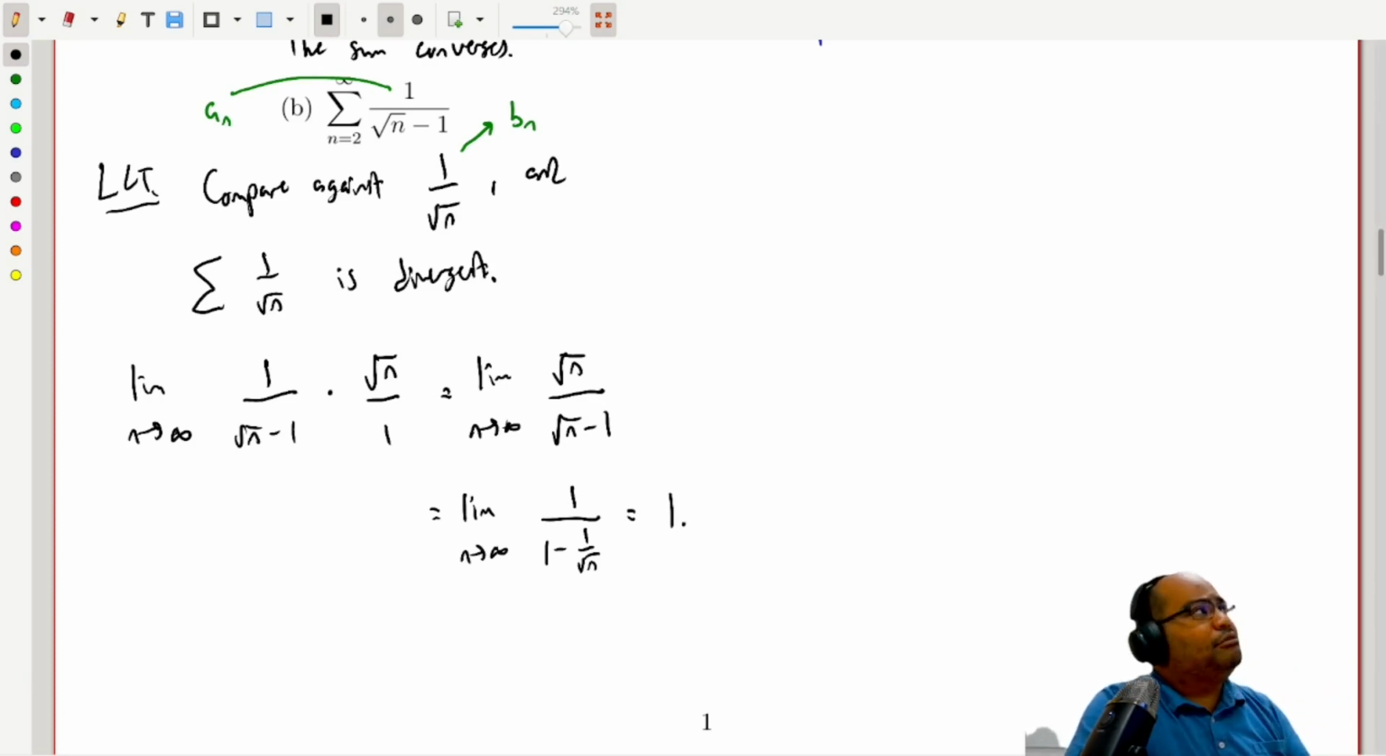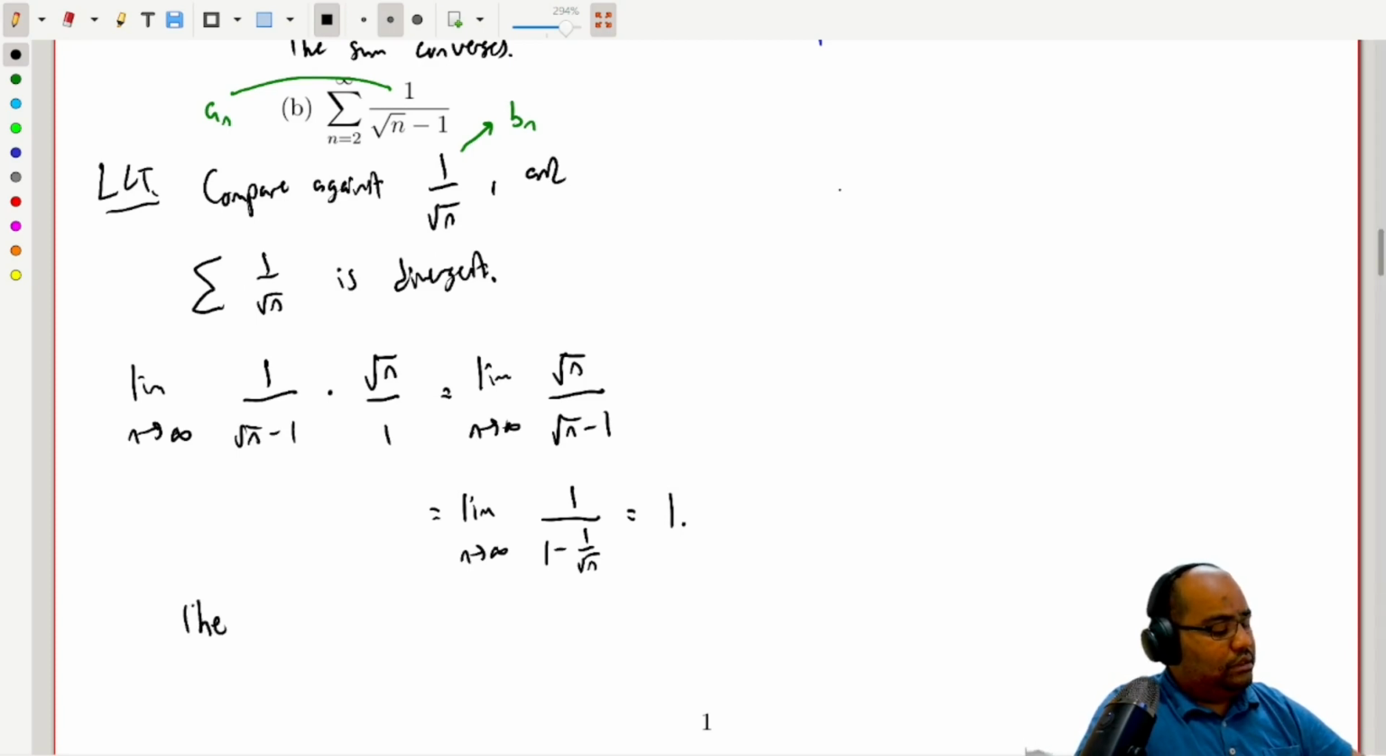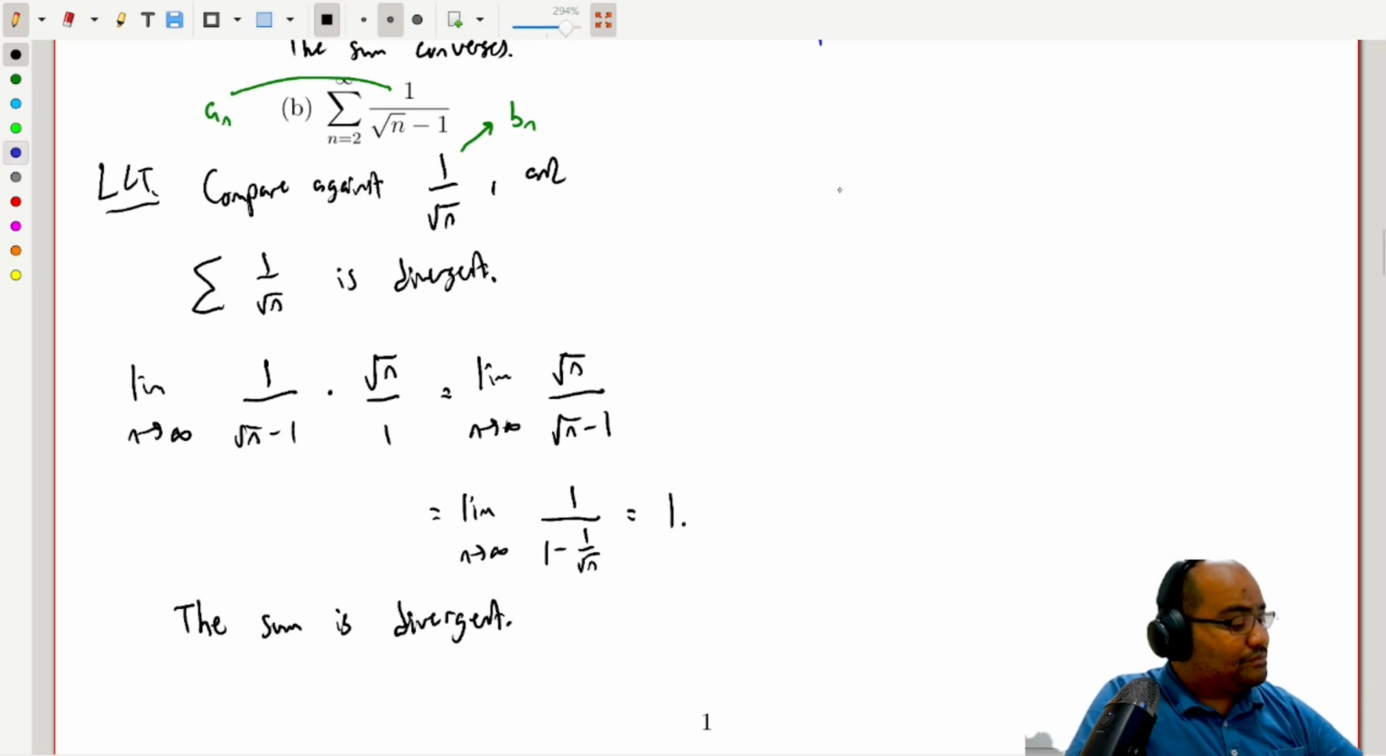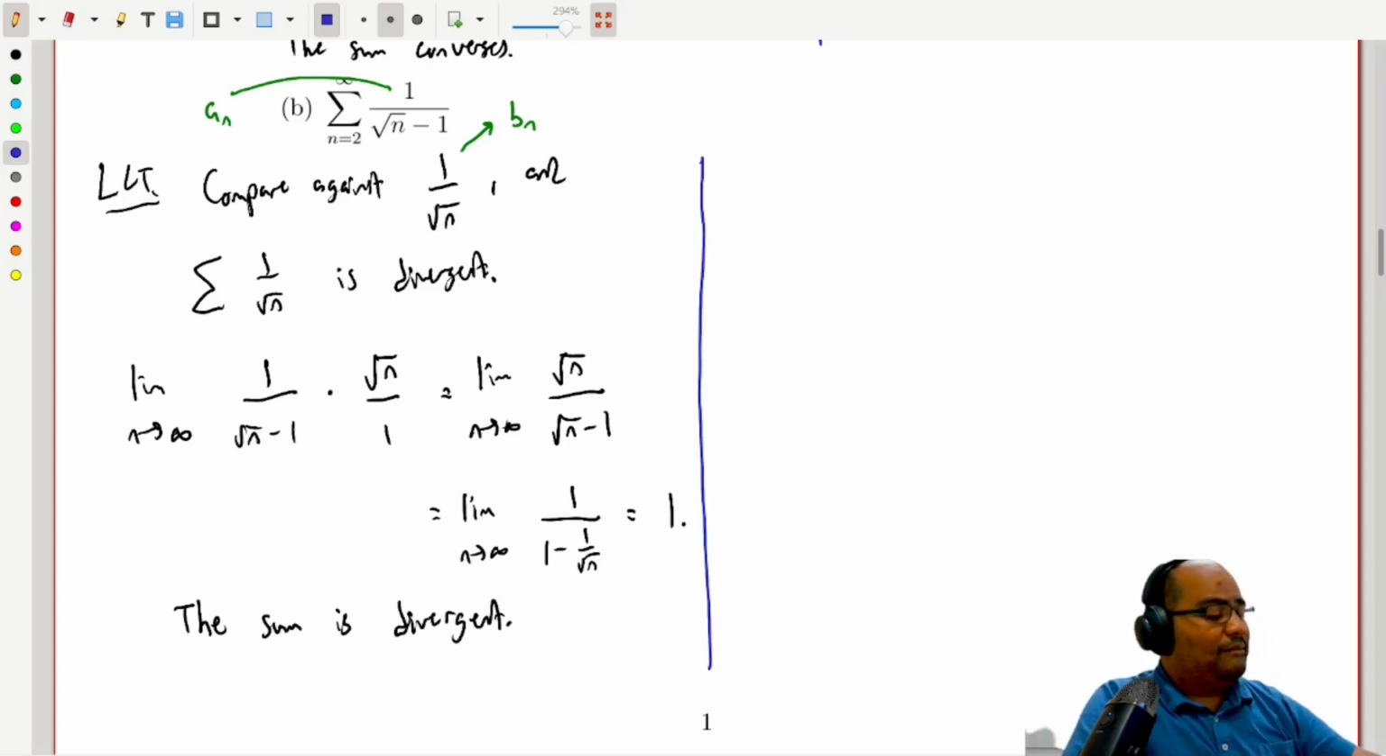So we got a finite number in the end, that was not 0. We know that 1 over square root of n is divergent, so the mystery series, the sum, is divergent. The series is divergent. Again, that was just using the limit comparison test. Now let's see if we can do this with the direct comparison test. Well, you've got to be a little clever with this one if you want to use direct comparison.